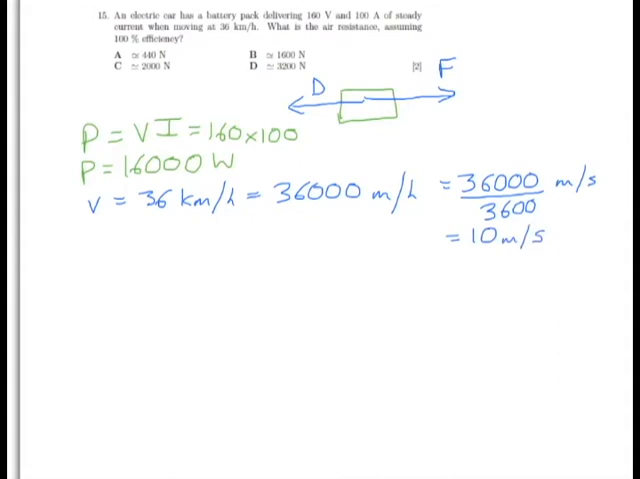Now, if we want to work out the force, one way of doing that is to think about the work done. So we can say that work done, W equals F times D, the force times the distance moved in the direction of the force. Now again, we don't know D and we don't know work done here, but we do know the power, and power equals work done divided by time. So let's see if that helps us.